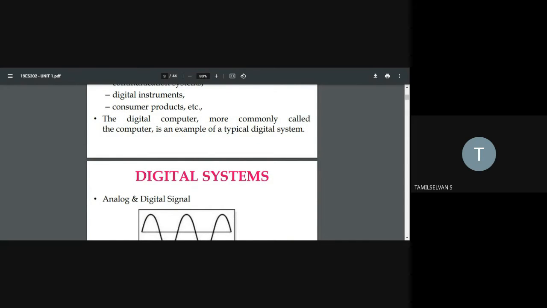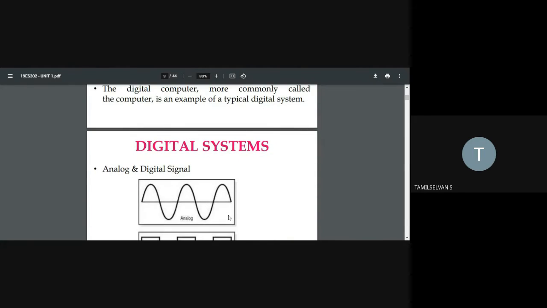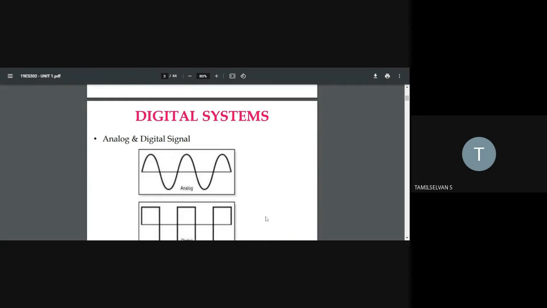First of all, signals can be classified into two types. The first one is analog signal and the second one is digital signal. Analog signal is in terms of waves and digital signal is in terms of numbers, that is binary numbers.